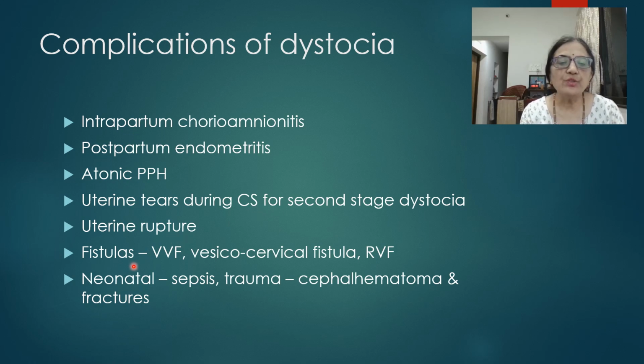Uterine rupture and fistulas are the complications seen with neglected cases of dystocia where there is a complete mismanagement. Uterine rupture is life threatening and fistula leads to serious morbidity. Fistulas such as vesico-vaginal fistula, vesico-cervical, or even recto-vaginal fistula can occur because of the impacted head compressing the tissue between the hard head and the pelvis, and then it gets sloughed off after many days, leading to any of these fistulas.